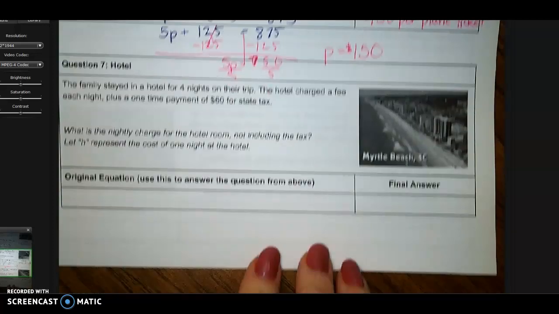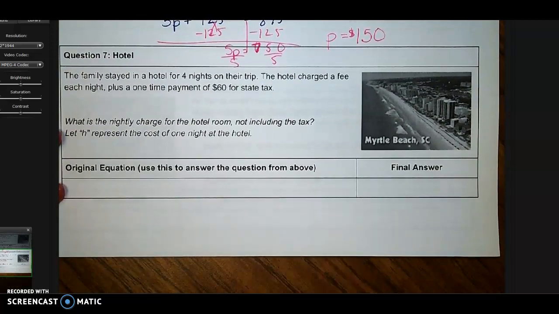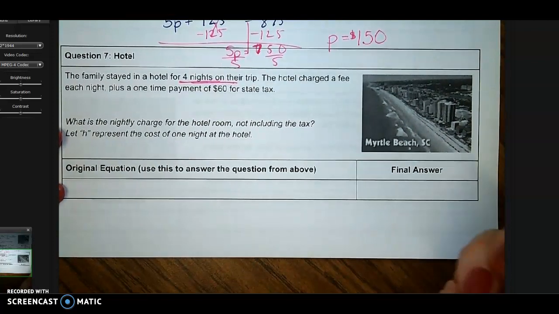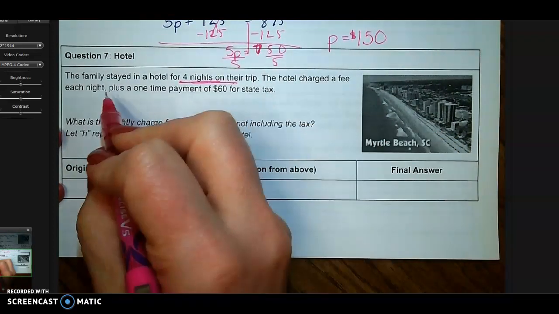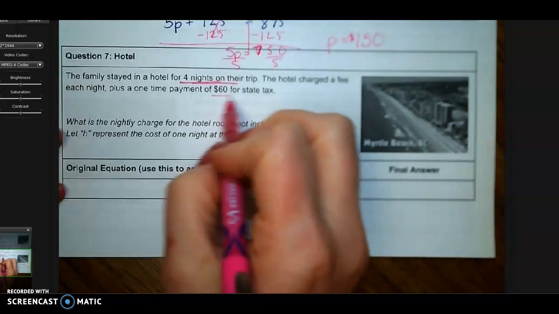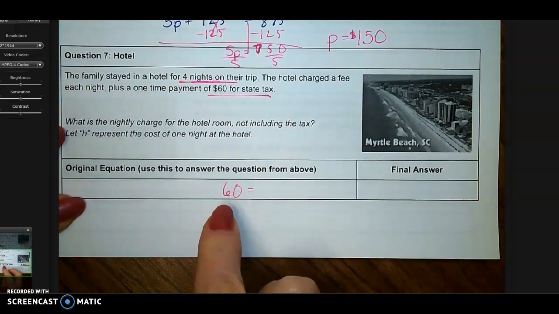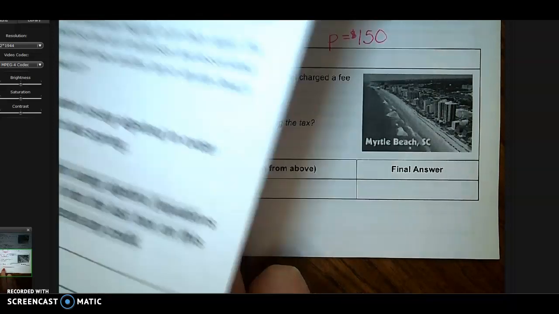Our next question, the hotel, we had 4 nights on their trip. So it's not per person. If you think about that, you go to a hotel, you don't pay per person. The hotel charged a fee each night plus a one-time payment of $60 for tax. So remember that one-time payment is going to be a constant. It's just going to be $60.